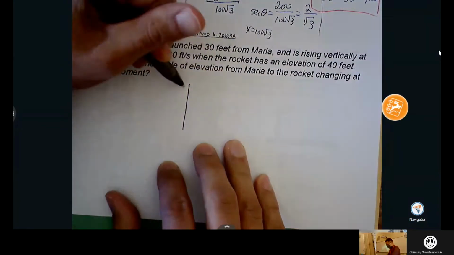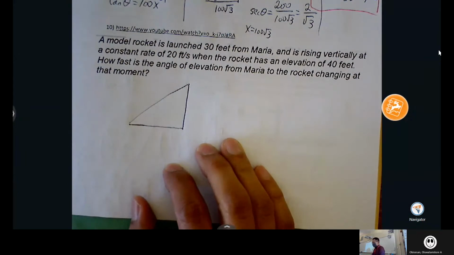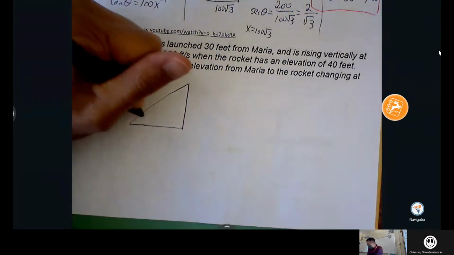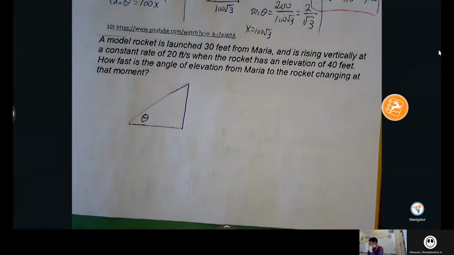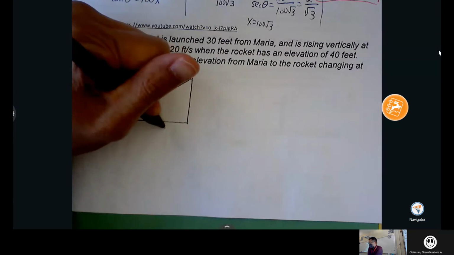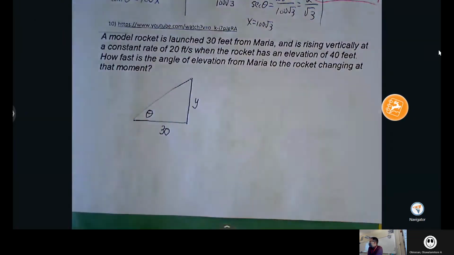It's always going to be a right triangle. A rocket is launched 30 feet from Maria, rising vertically at a constant rate of 20 feet per second. How fast is the angle of elevation from Maria to the rocket changing at that moment? When it says 30 feet, is that 30 feet horizontally? Horizontally. Okay. So that's not changing, right? But the rocket distance is changing. So let's do this.